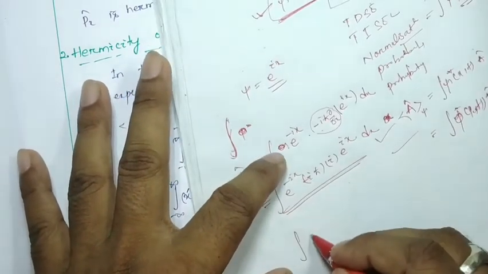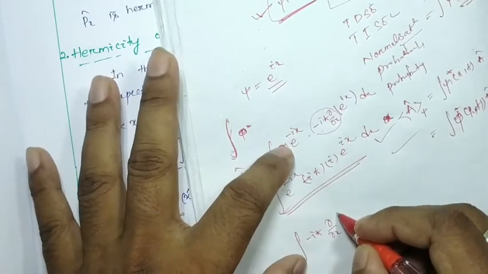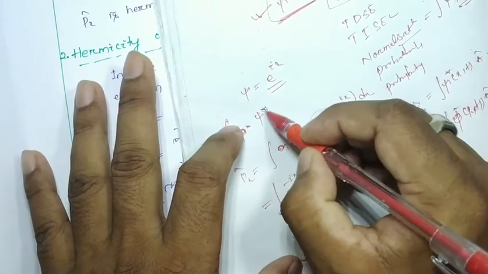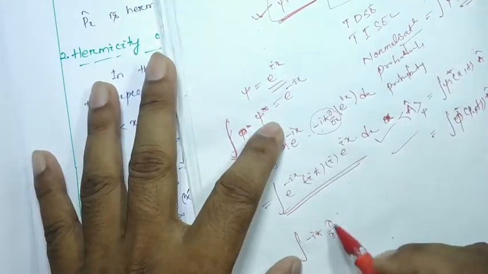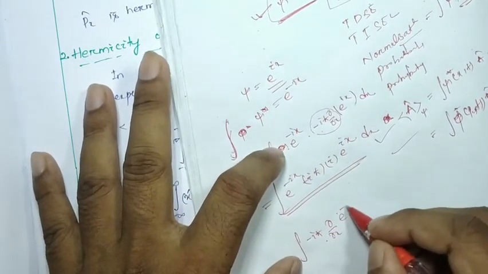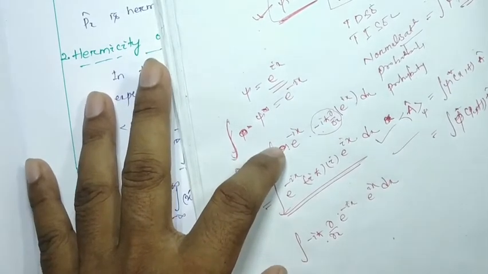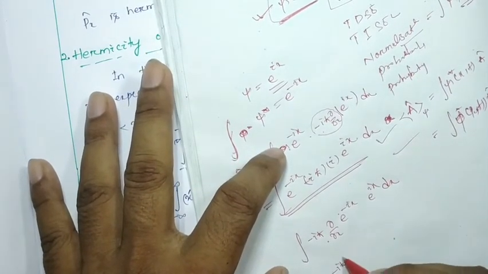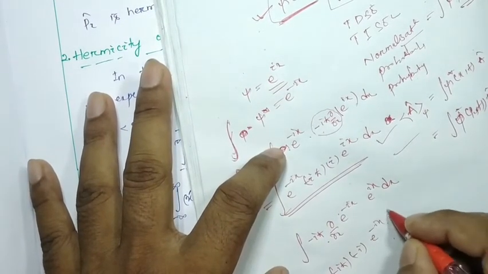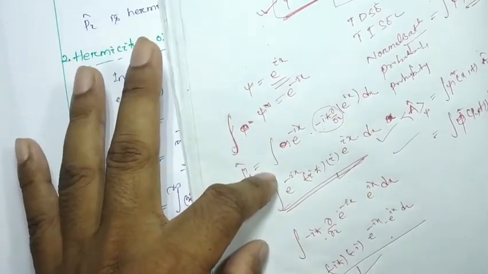But if I take this side, the answer will not be the same. If I take minus i h cross del by del x of psi star, where psi star is e to the power minus ix, and I write the operator first, that is e to the power minus ix, then e to the power ix, then it will be minus i h cross, minus i e to the power minus ix into e to the power ix dx. Got it? So this and this are not equal.